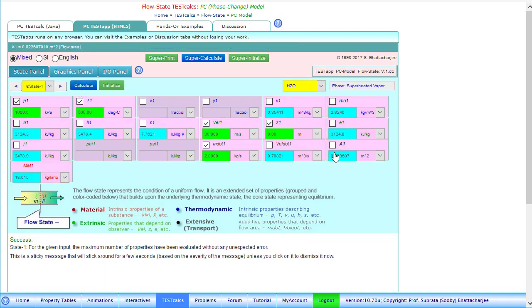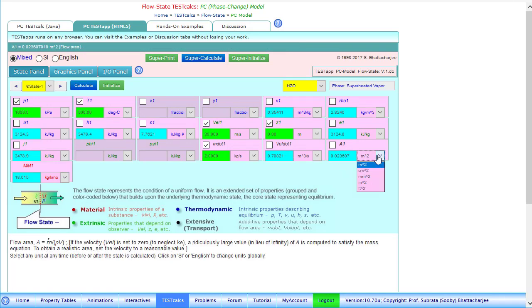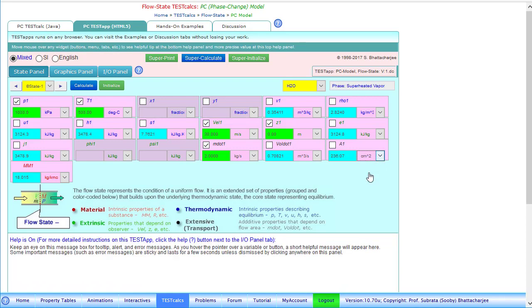And there's your answer down at A1. It gives it to you in meters squared, and you can change it to any sort of units. Centimeters squared gives it a nicer number. And that is it for part A. Your answer is 236.07 centimeters squared.